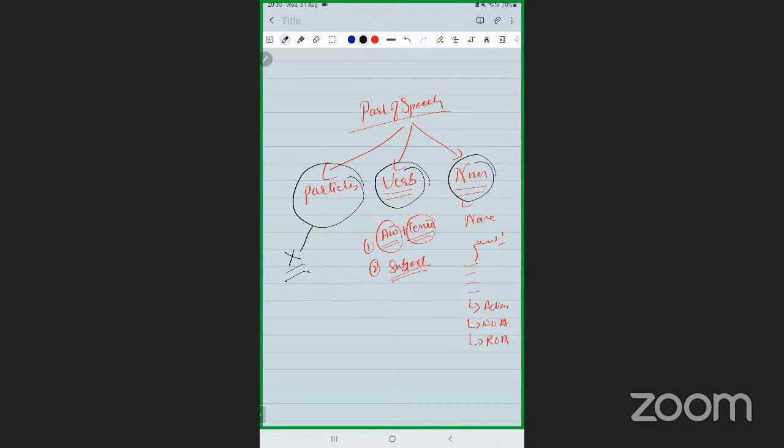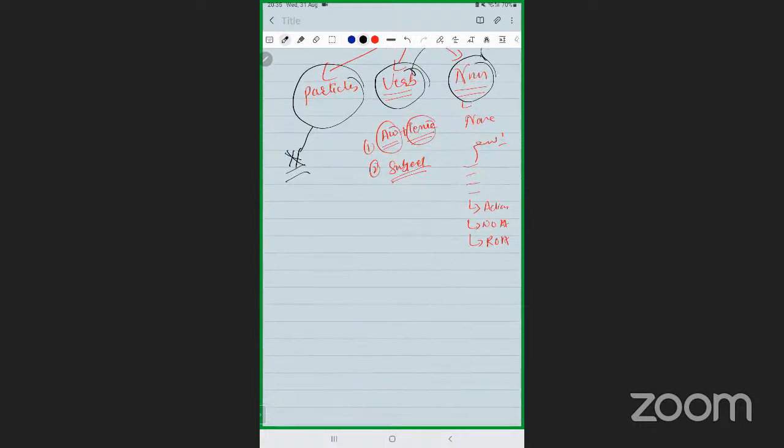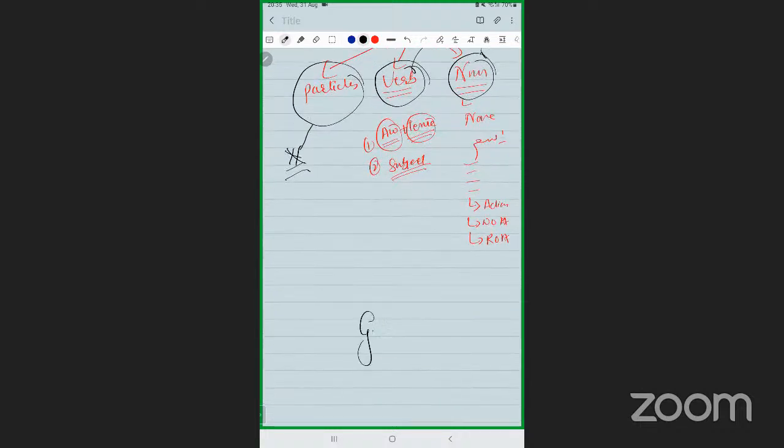On the contrary, nouns have their own meaning, verbs have their own meaning, but particles don't have any meaning. Now tell me the meaning of "get". Help me and tell me the meaning of get. Who can help me? Please help me.